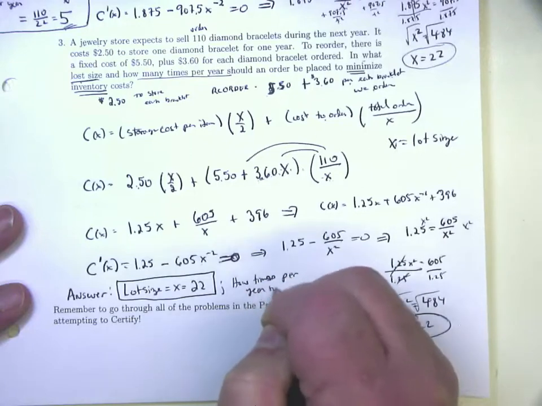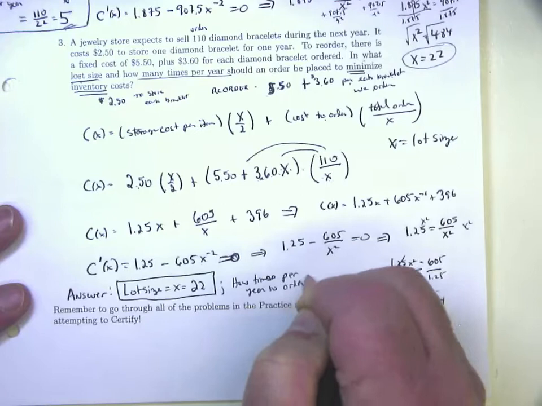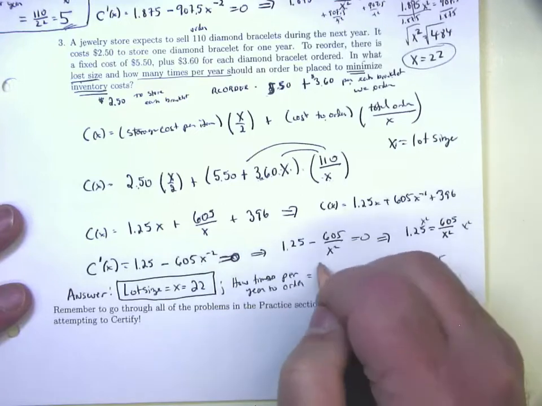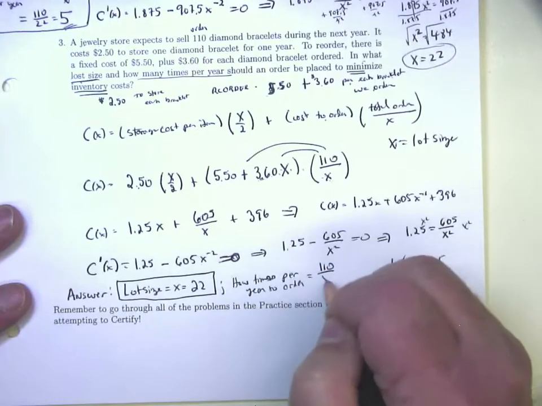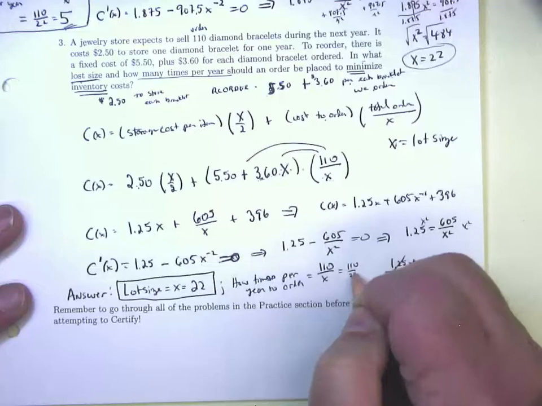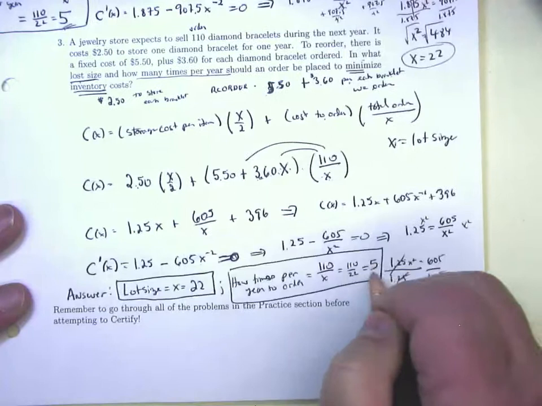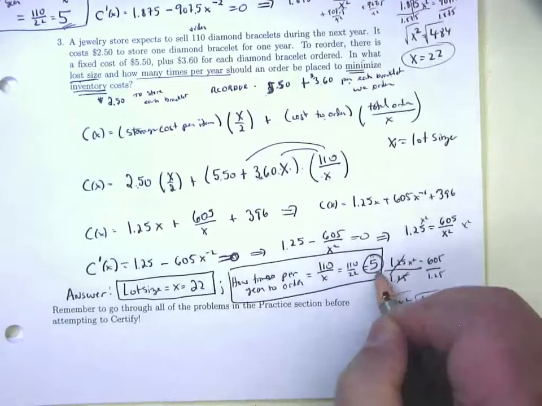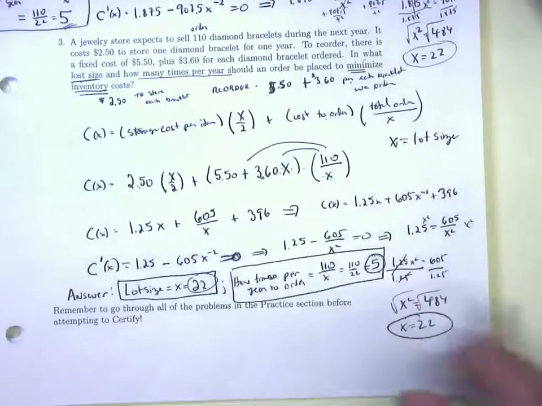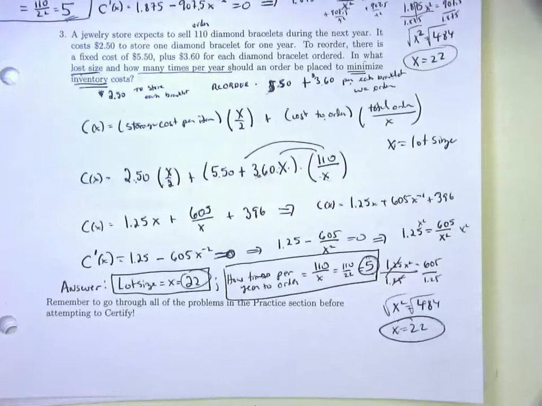How many times per year to order? That was a formula. It was the number we have to order, which is 110 divided by x, which is 110 divided by 22, which is 5. So we're going to have to reorder 5 times a year, and for the lot size, we're going to order 22 bracelets every time we make an order. That will minimize my storage costs.